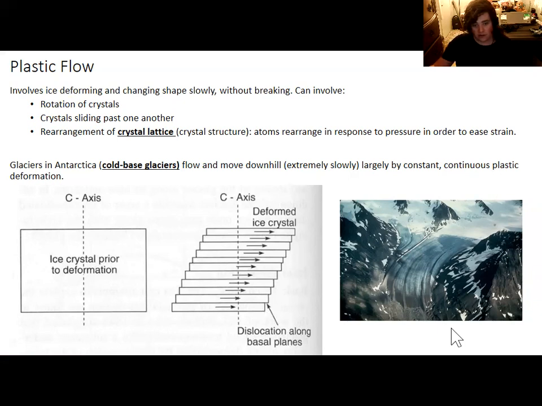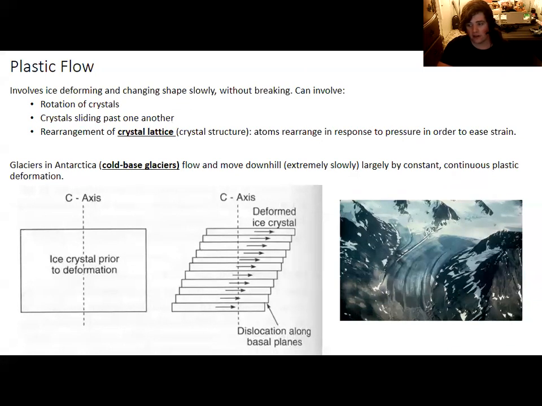But when the ice in glaciers is just flowing gently around curves, when it's flowing over relatively even terrain, the ice just kind of shears and deforms, and the crystals rotate in different directions. The crystals slide past each other. The actual atomic structure of the crystal lattice itself, the way that the water molecules are arranged, changes. And it's kind of plastic. It's kind of like what happens with the asthenosphere.